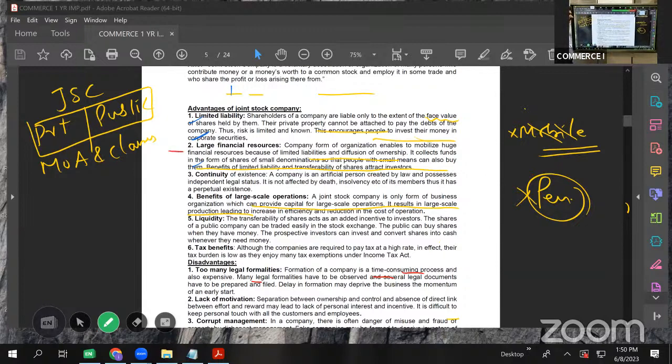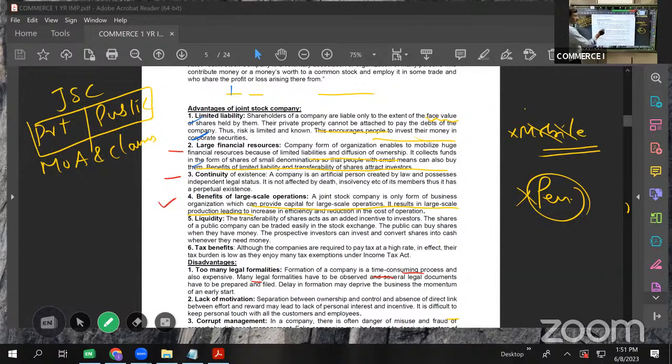Large financial resources. A company can raise finance on a very large scale because it can issue shares to the public, and even when it approaches a bank for a loan, a very big amount can be sanctioned as loan, which will enable them to start a very big business, operations on a very large scale. Next, continuity. As the shareholders come and go, but the company continues to exist. I told you, under the perpetual feature of a company, it does not matter how many members purchase or sell shares. There can be exchange of shares, there can be exchange of hands, but the company continues to exist.